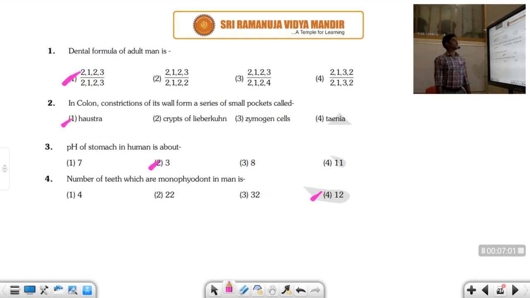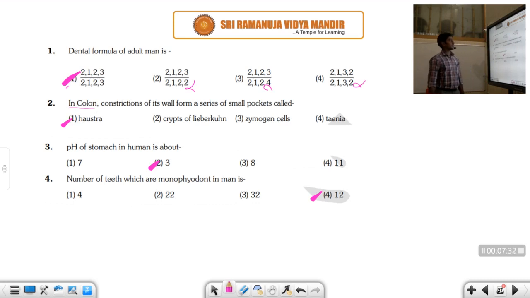Now you can see, students, these are some questions on what we have discussed up to now. Let us see the dental formula of an adult man. 2123 by 2123, that means premolar, canine, incisor, premolar and molar. So the correct option would be option 1 only. The other options with 2123 are incorrect.